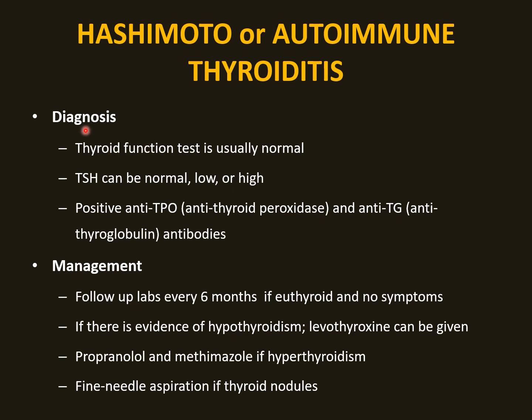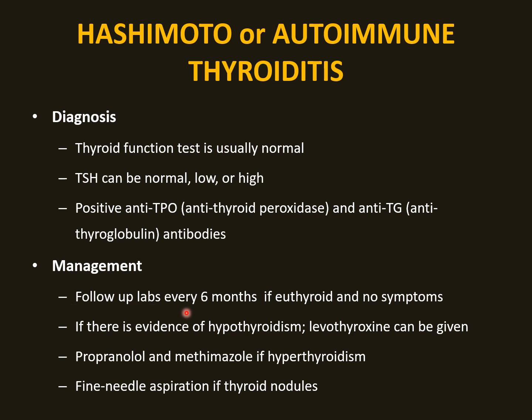Diagnosis of Hashimoto or autoimmune thyroiditis. Thyroid function test is usually normal in most of the cases. TSH can be normal, low, or elevated. Positive anti-TPO or anti-thyroid peroxidase antibodies and positive anti-thyroglobulin antibodies.